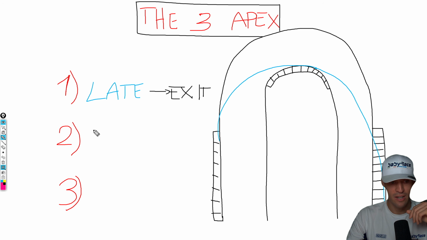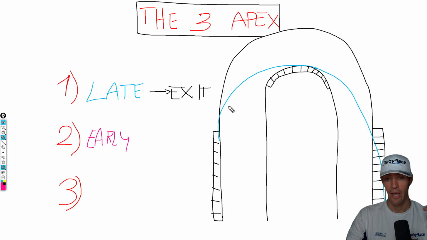The second one, which we already mentioned, spoiler alert, is the early apex. It's the opposite of the late apex. The early apex basically requires you to turn in a little bit earlier and sacrifice the exit speed in spite of a faster entry speed.